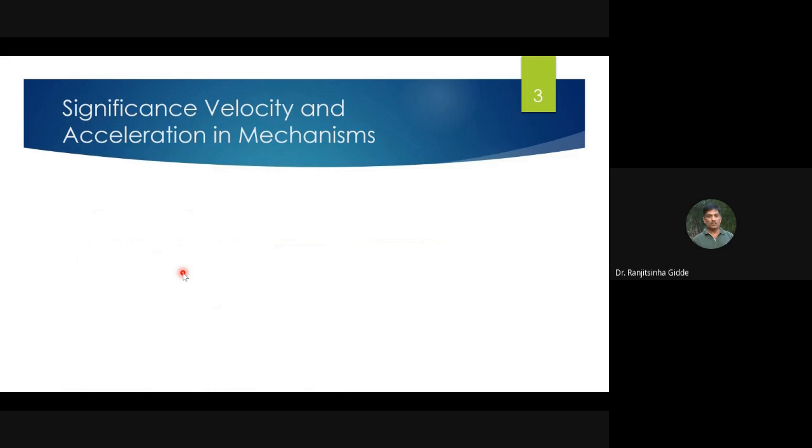Then you should write significance of velocity and acceleration in mechanism. Ajay, are you writing? Yes, sir. Okay. So whatever dictation I am giving, that is important with respect to your campus interview. So you should know what is significance. So those points I am giving. So keep notebook along with you till your campus placement.